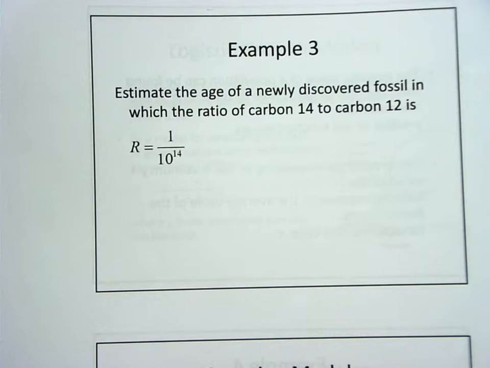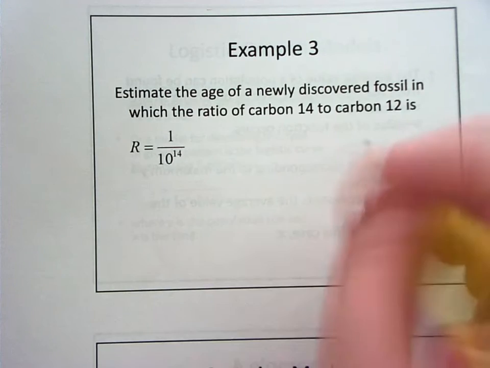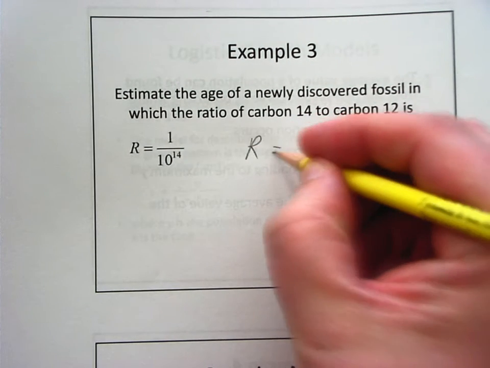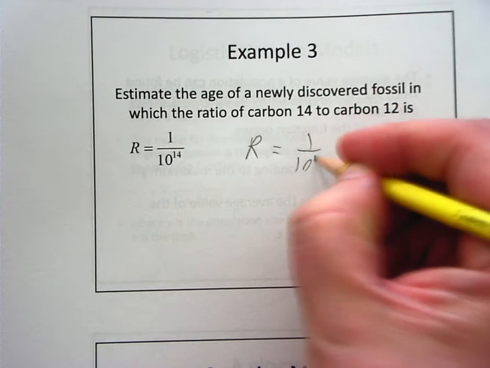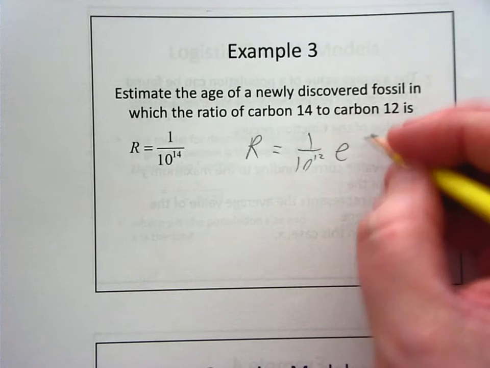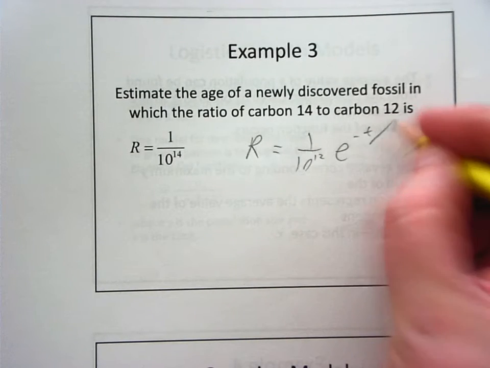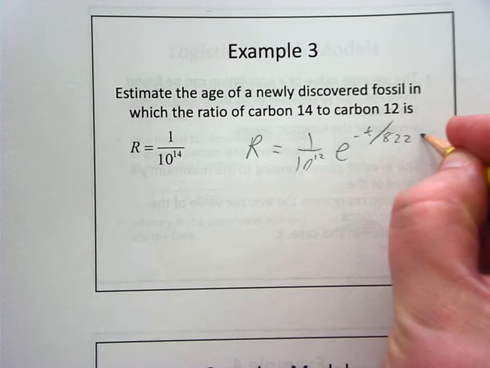Estimate the age of a newly discovered fossil with the ratio of carbon-14 to carbon-12. Now, if you had a problem like this on the test, you're going to be given the formulas to work with. This formula is actually on page 258 of the textbook, and the formula for this ratio of carbon-14 to carbon-12 is R equals 1/10 to the 12th times e to the negative t over 8,223.